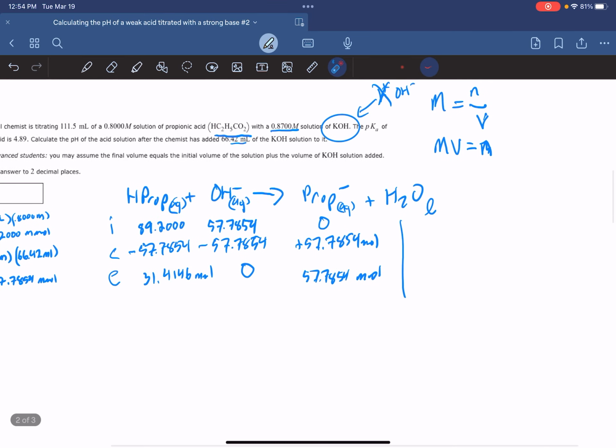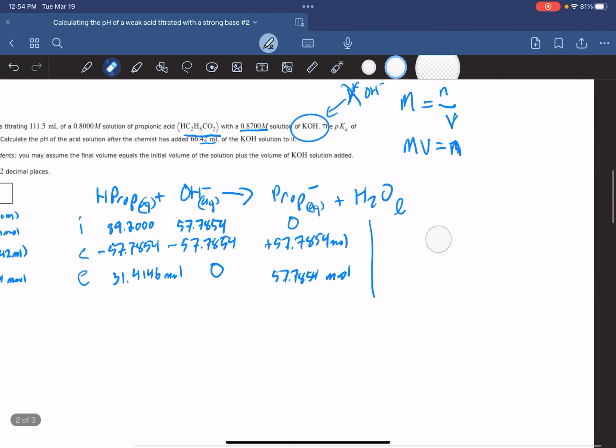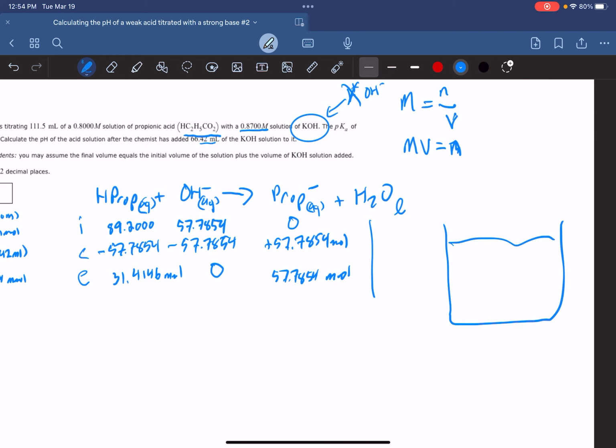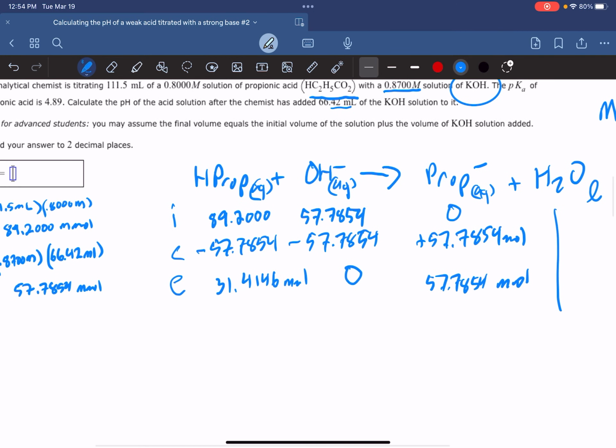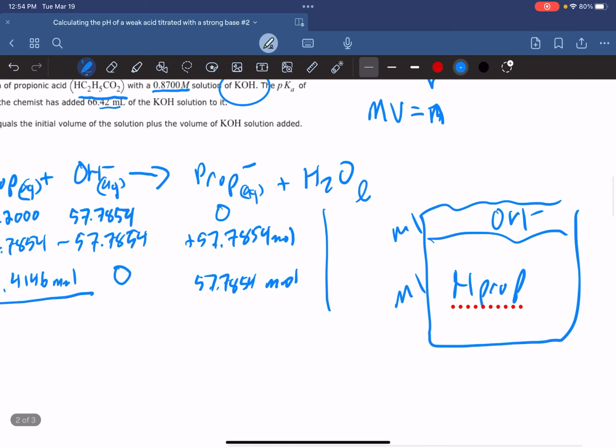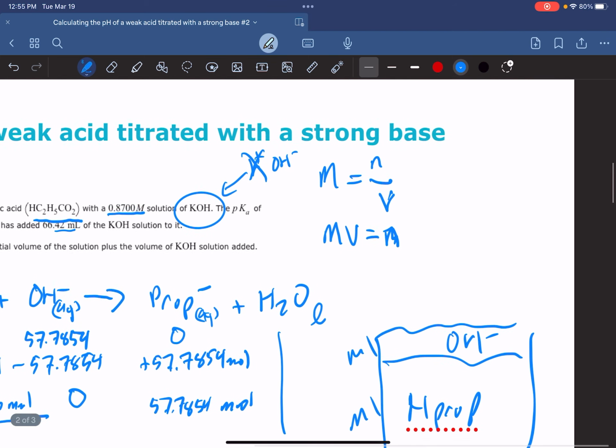The other thing to remember is that we've added in both our OH minus to our H prop. So here's our H prop to begin with. And to that, we've added in our OH minus. So we have to calculate the new volume, which is the milliliters of OH minus and the milliliters of H prop added in. And you can do it in one of two places. I like to do it right here because we've taken care of the stoichiometry, but now we want to take care of the equilibrium problem.